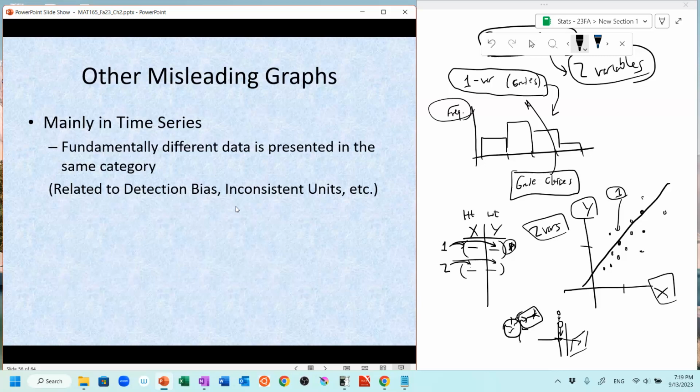Something else that warrants mentioning, that we've mentioned previously, is things like detection bias and inconsistent units that pop up so often in time series. Time series analysis is kind of its own animal. You could take many stats courses just on analyzing time series. There are all kinds of things to watch out for, and little things that can bite you, so you have to be careful. It's one of the things that makes finance interesting. In finance we use time series all the time, so the stats are a little more complex than in some other places.